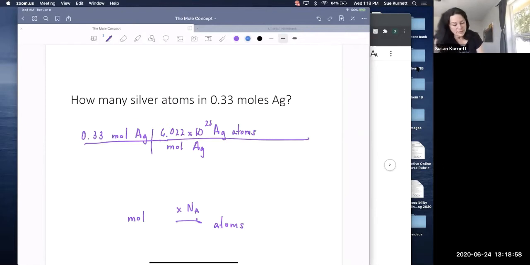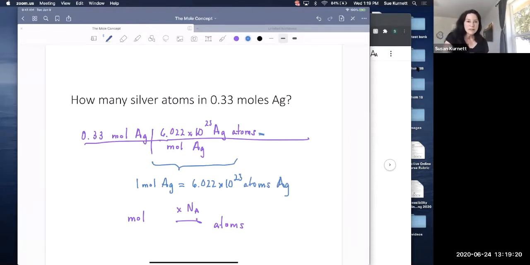Okay, so right here, I've taken the relationship, which is 1 mole of silver is equal to 6.022 times 10 to the 23 atoms of silver. I've made it into a conversion factor, and I put the moles on the bottom because I need the moles of silver to cancel. So I end up with silver atoms so that I can answer the question.